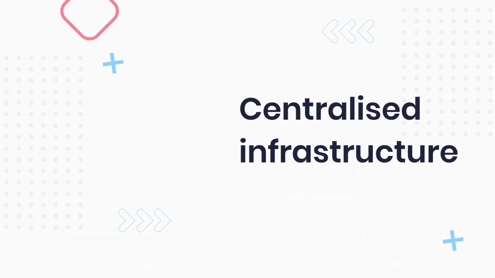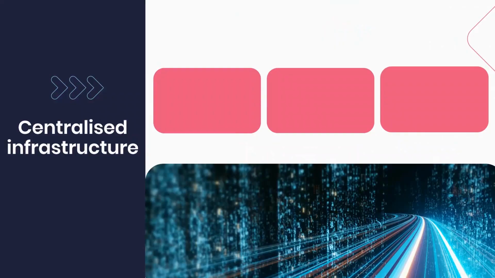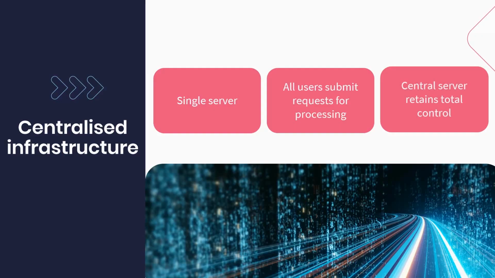So let's look at our first type of network infrastructure, a centralized infrastructure. Basically, a centralized network infrastructure is where the whole architecture is built around a single server that handles the major processing, such as the quality of service, or QoS, of all aspects of the network. All the users are connected to the central server via powerful workstations that submit their requests rather than performing them directly. The centralized server retains total control over all aspects of the network, managing all the data and permissions.